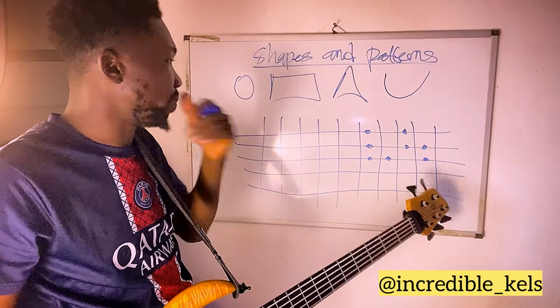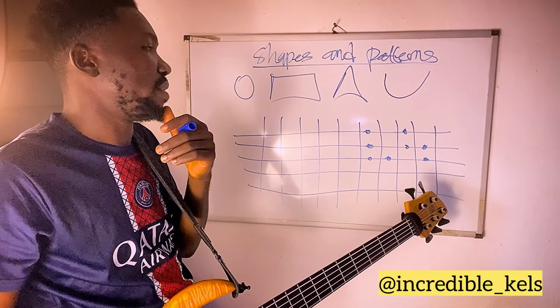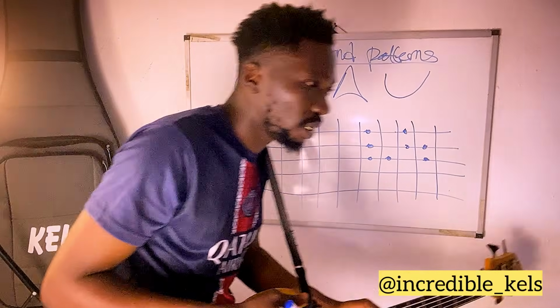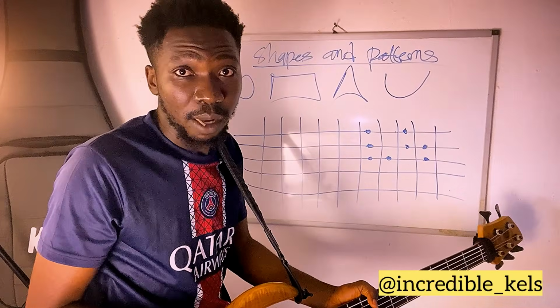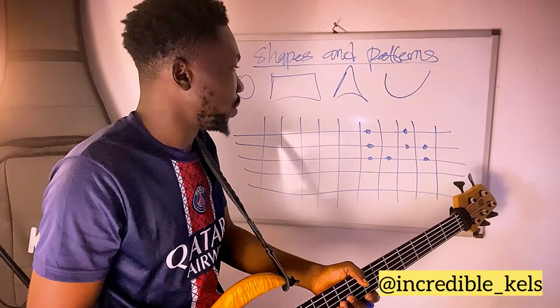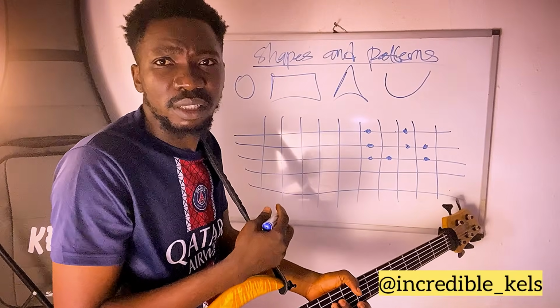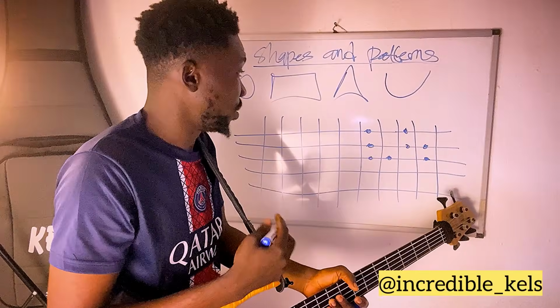So let's say I want to approach my riff, and it's also dependent on the song, the progression of the song, and the style of music also. Do you get it? Then also, let's say I want to approach the riff, and I want to do something weird. Do you get it?